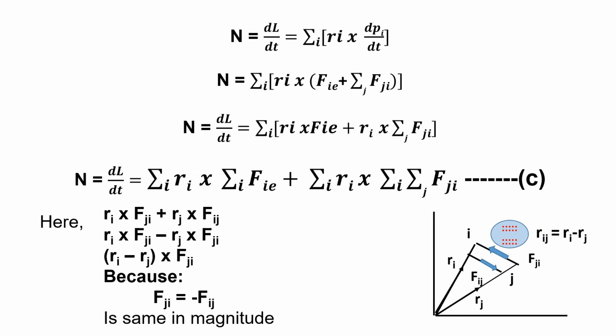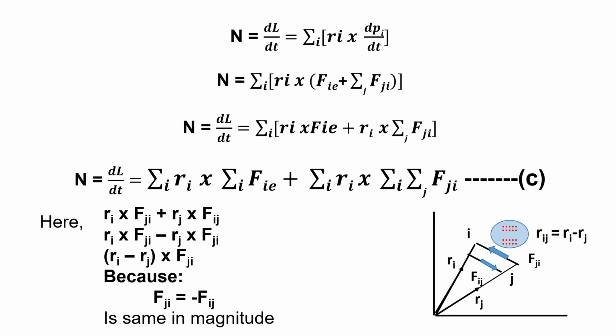solving that equation and taking the summation inside the equation, we can write N is equal to dL over dt is equal to summation i of ri cross Fi(e) plus summation i of ri cross summation of Fji. That will be written as equation C.